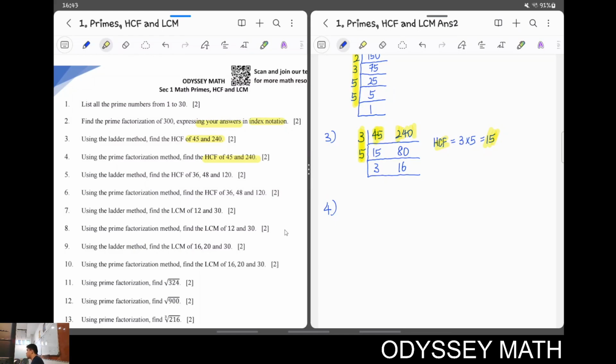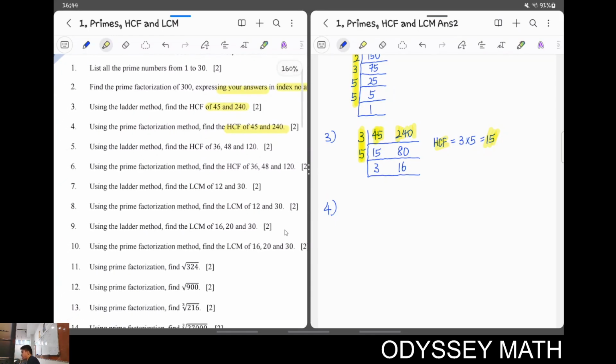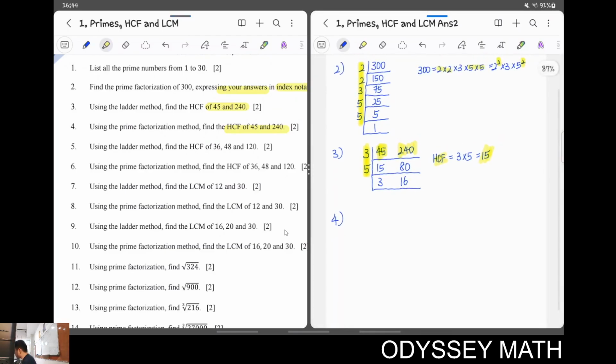It's easier to follow. The student can understand this very well because they have been through the primary school syllabus, because you are still used to numbers. But question 4 is more at the secondary math level. The prime factorization method is very powerful. And if you were to ask me as a tutor and a teacher, I would prefer the prime factorization method and suggest you all use it more than the ladder method, which I'm going to go through now. So question 4, using the prime factorization method, find the HCF of 45 and 240.